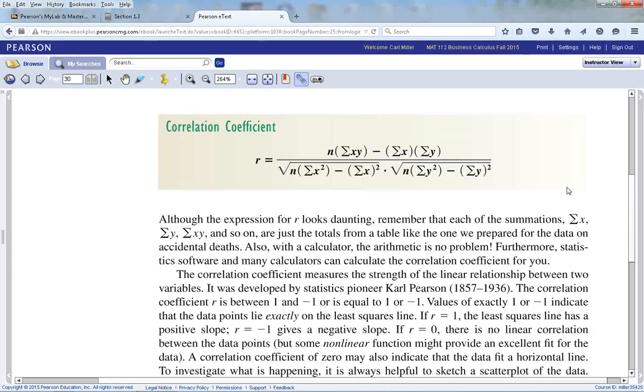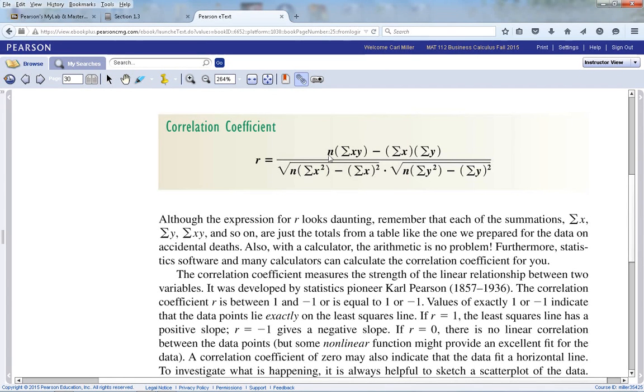When we're looking at a scatter plot or a plot of XY ordered pairs, we can also calculate something called the correlation coefficient, which just measures the strength of a linear pattern in a set of data. Now, the correlation coefficient is calculated using this formula.